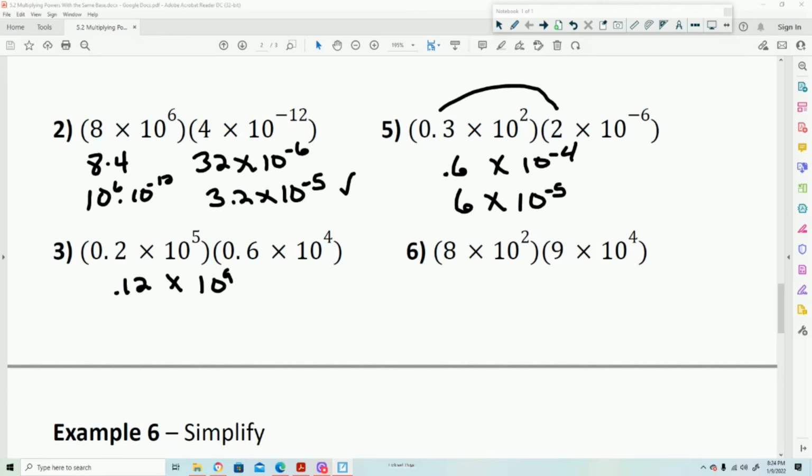Okay, I'm going to move this decimal from here to here and make that 1.2. Now, I made that number bigger, so to balance this out, I have to make that number smaller. Okay, so that is going to be 10 to the 8th. 1.2 times 10 to the 8th.